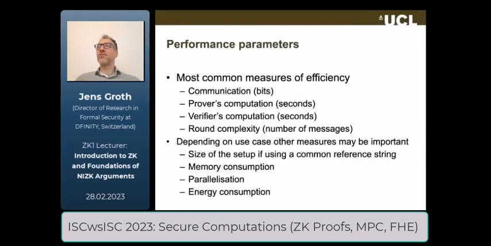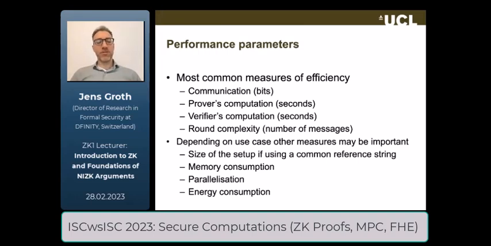Okay, so finally, I want to talk a little about the performance of zero knowledge proofs and how to measure it. The most common thing people look at is the communication, which you could measure in the number of bits that the prover sends to the verifier and the verifier sends to the prover. Then people care a lot about how much computation the prover has to do. In particular, you're concerned about the time, so you may measure that in seconds on whatever equipment the prover has. And you would also care about the computation that the verifier does.